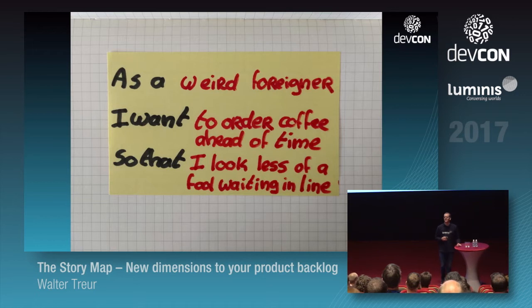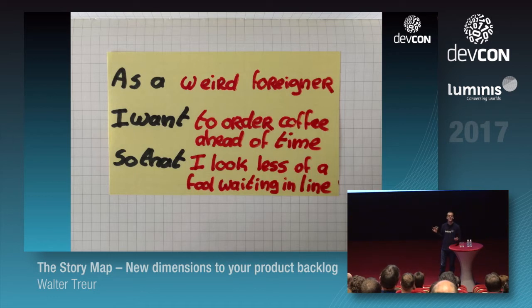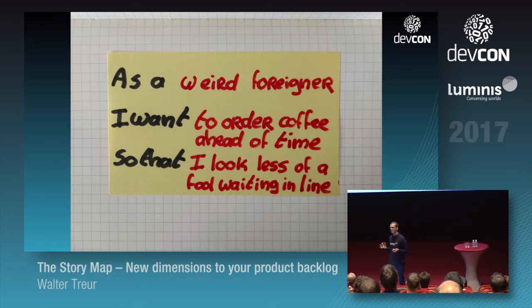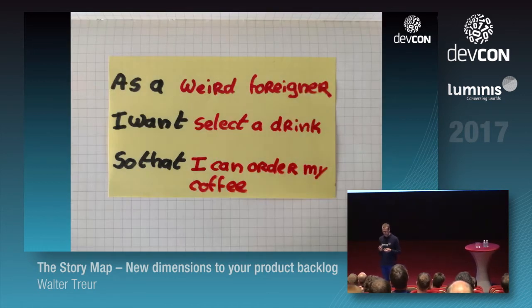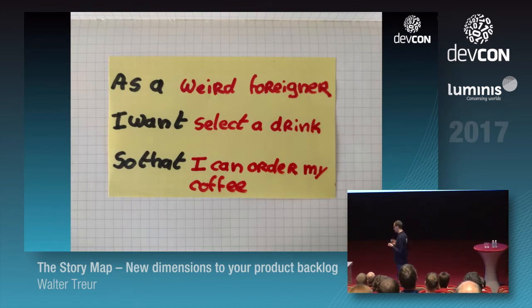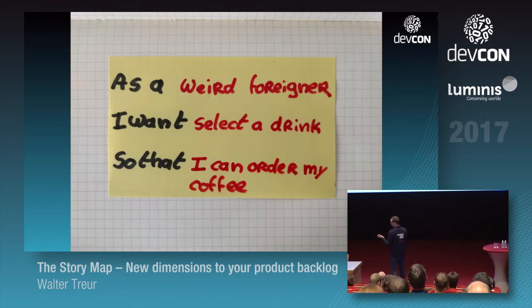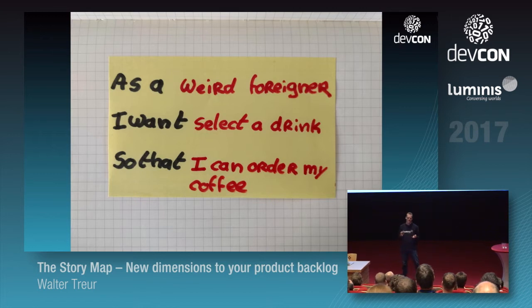But this is obviously a bit too big, right, for a team to start with. I mean, this could easily take months if you want to. So what would we do? We make them smaller. We make user stories smaller. It could be something like this: as a weird foreigner, I want to select a drink so I can order my coffee, right?